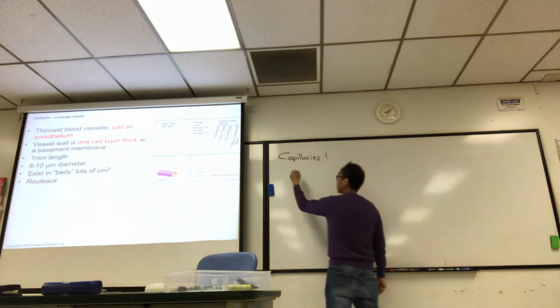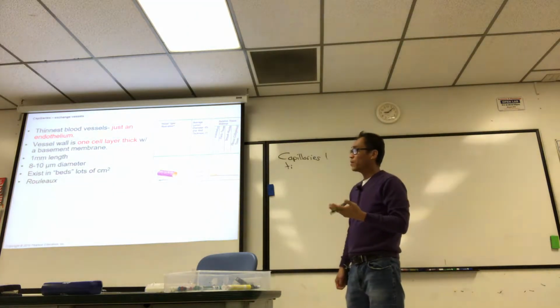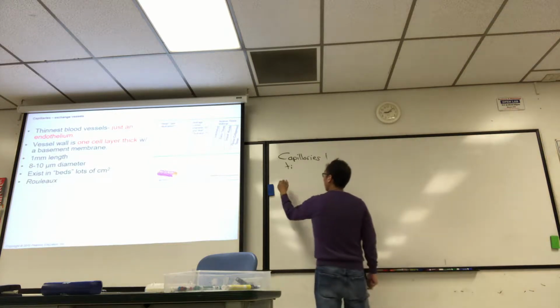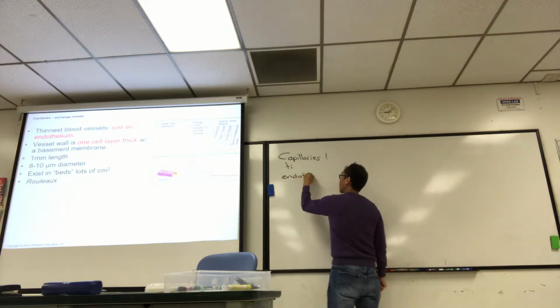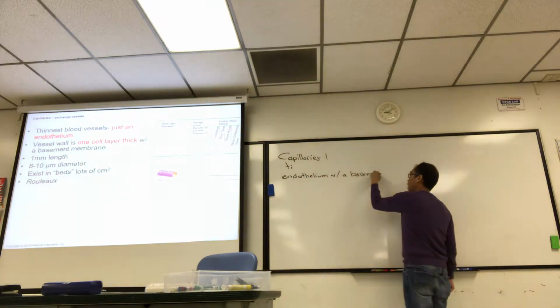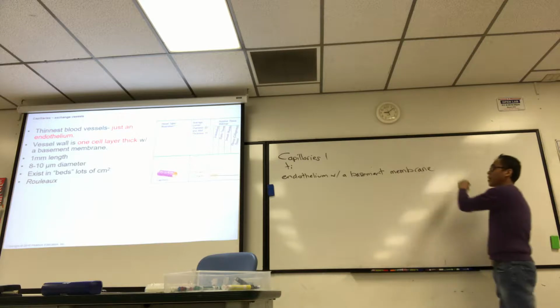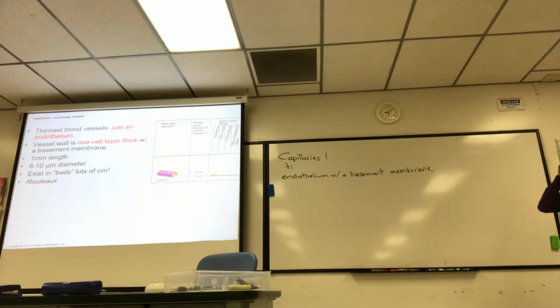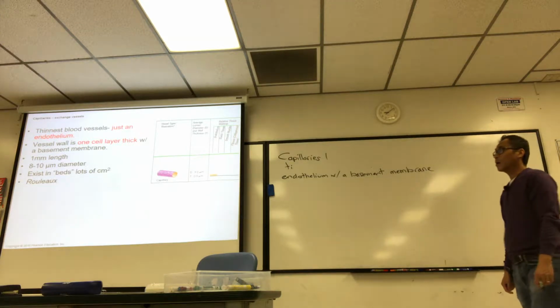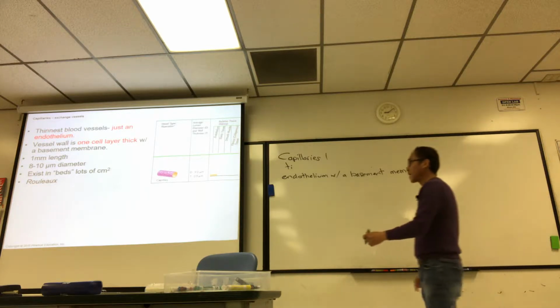Capillaries are down to one layer. They're just a TI, so that means they're only an endothelium. They do have a basement membrane. An endothelium with a basement membrane, and there's some other properties there. They're only 8 to 10 microns in diameter and only 1 millimeter in length. So they're not very long, they're not very wide, but they actually exist in great beds, capillary beds.